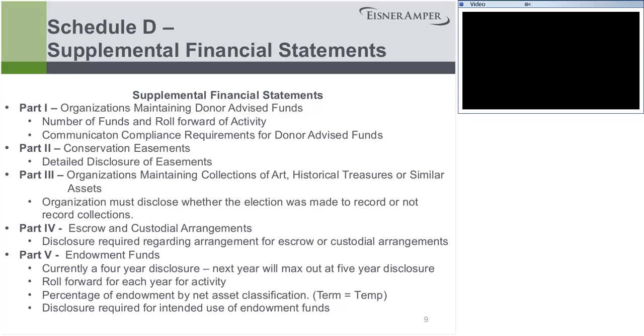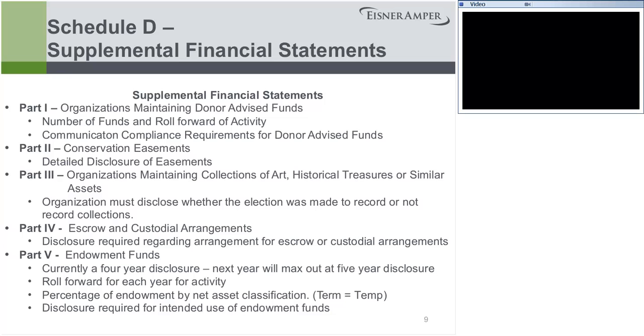Schedule D is very important because it also gives you more information about some of the things you might have seen in the core form. So it talks about potential donor advised funds. It mentions if the organization has any conservation easements, maintains any sort of collections of art, historical treasures, or similar. It talks about escrow and custodial arrangements. It talks about the endowment. A lot of people are interested in knowing how an organization's endowment is doing. Schedule D presents actually a 5-year roll forward of the endowment, so you can look at how it's been doing for the last 5 years.